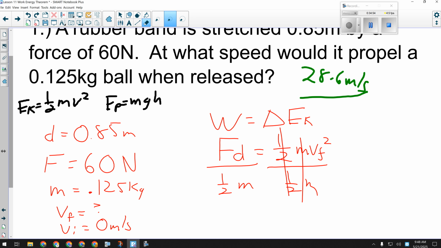Now, that solves for VF squared. What do I want? Do I want VF squared, or do I just want normal VF? I want normal VF. So what do I have to do? Square root it, yeah.